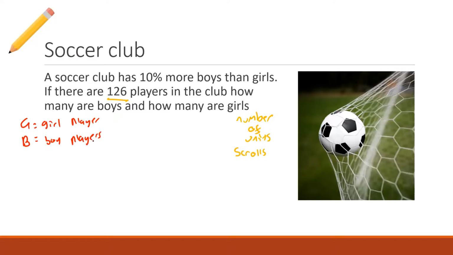Now, can anyone tell me how I can use 126 to make an equation? G plus B equals 126. Perfect. Thank you, Emily. G plus B equals 126. If I take all the girl players and I add all the boy players, if I count how many girl players or count how many boy players, then there should be 126. So if I add them together.